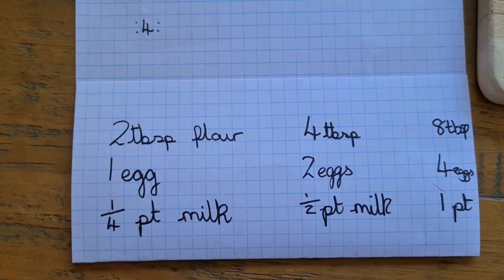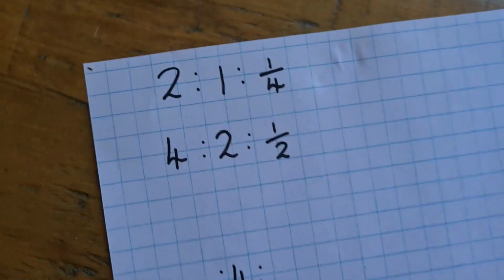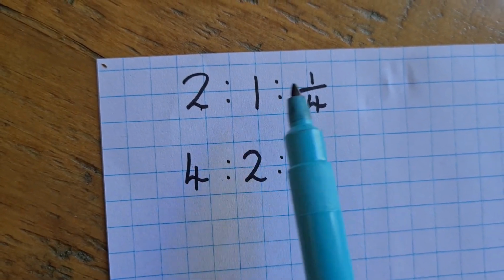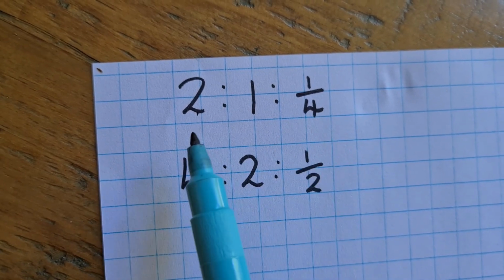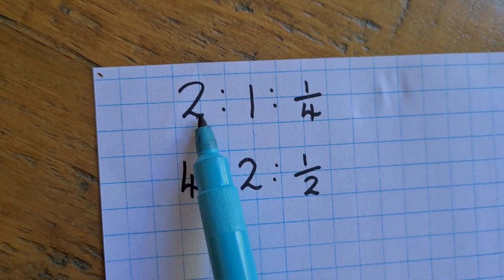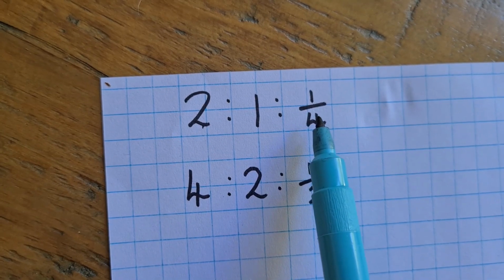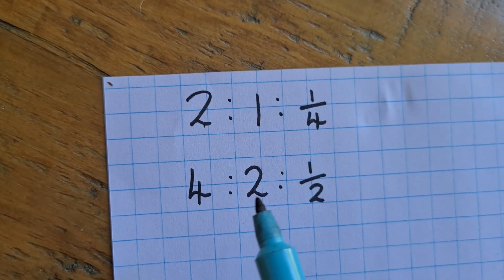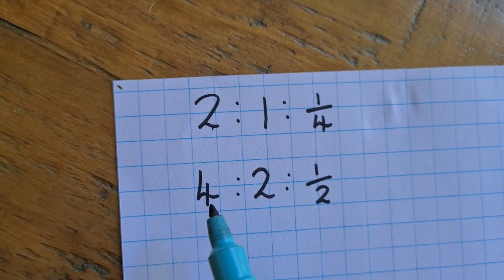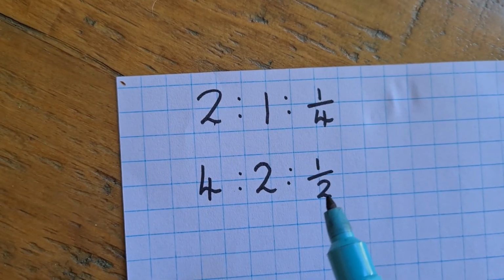We can also write those as ratios like this. So we can see here my original ratio of ingredients, 2 to 1 to 1/4. Can you remember what each of those parts were for? 2 tablespoons of flour, 1 egg, 1/4 of a pint of milk. I doubled it to have enough for myself. 4 tablespoons of flour, 2 eggs, 1/2 of a pint of milk.